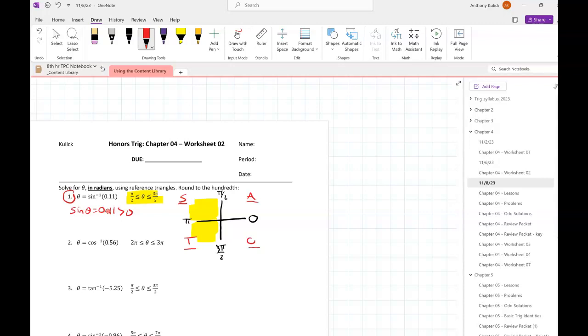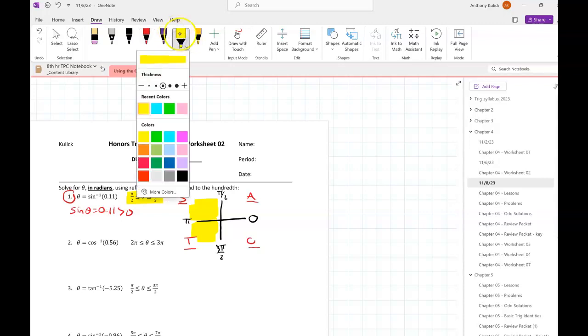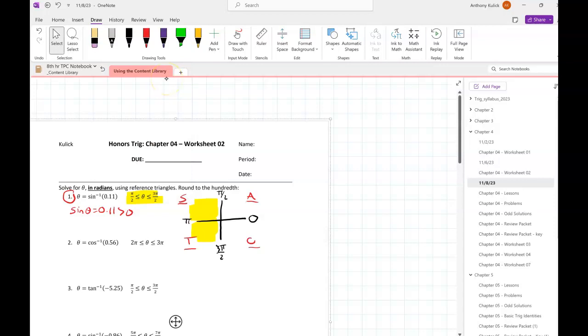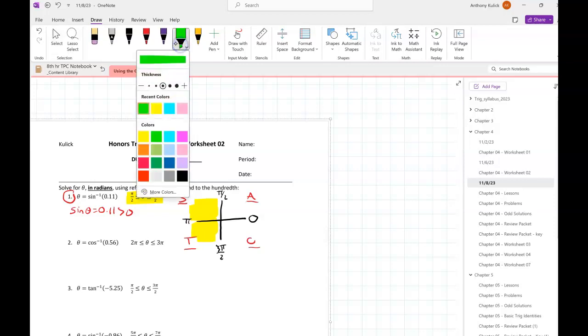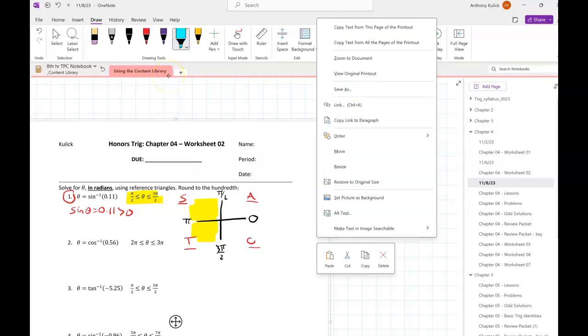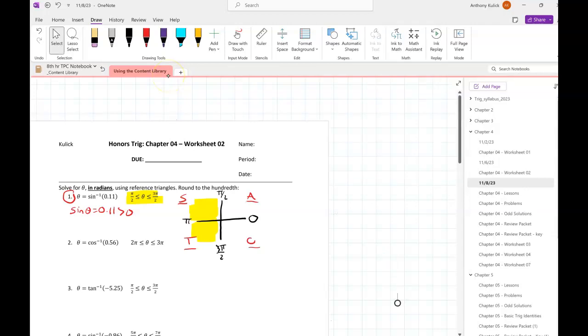So if we want to go and look at the places where sine is positive, we want A for all and S for sine. Everybody okay with that? So that's going to include quadrants 1 and 2.